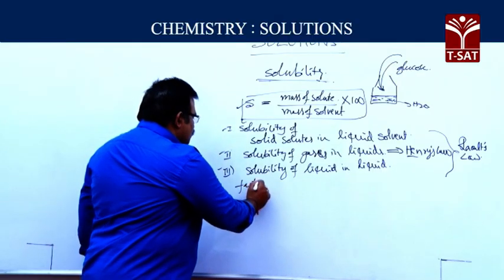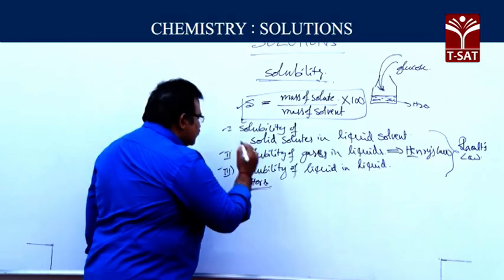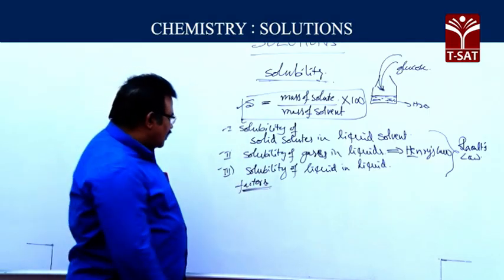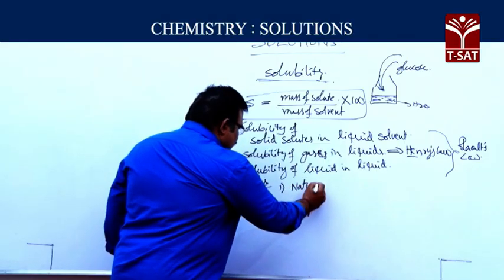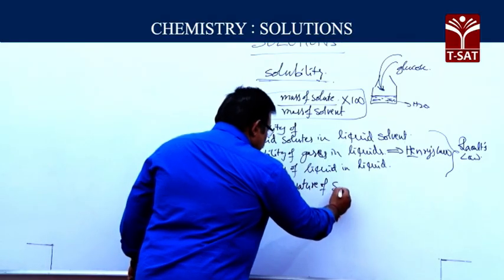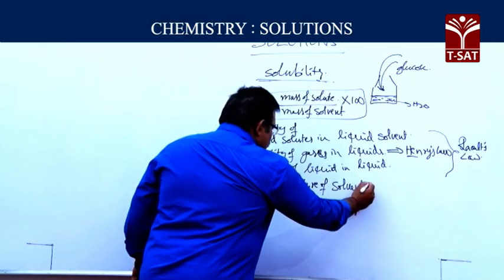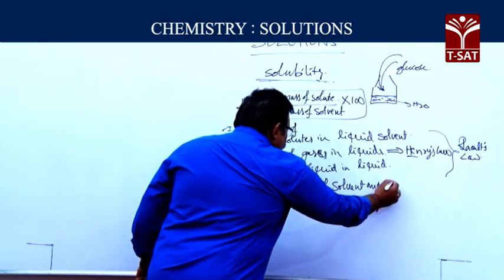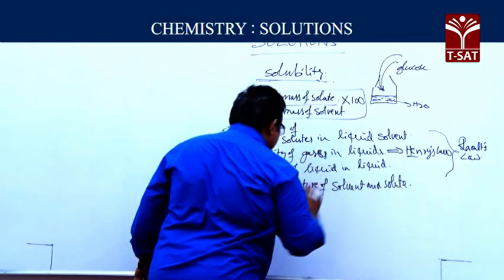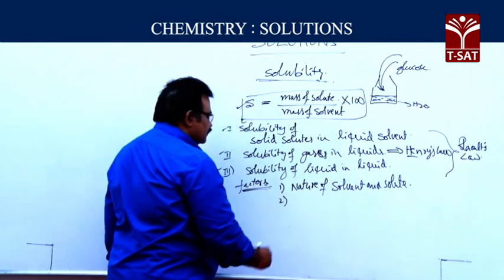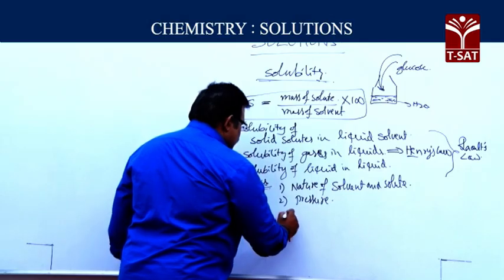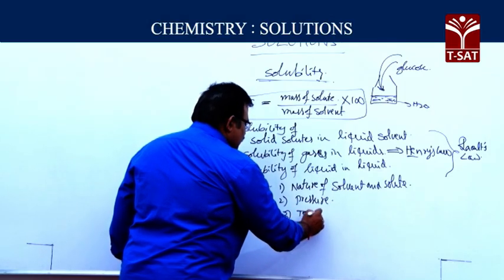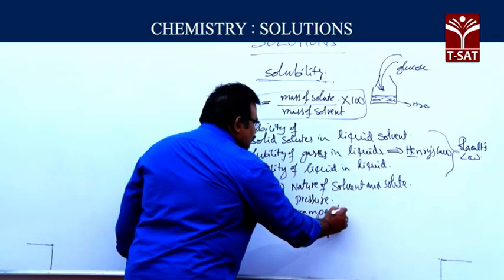What are the factors that can affect the solubility? Main factors that can affect the solubility are: number 1, nature of solvent and solute. Number 2, pressure. Number 3, temperature.